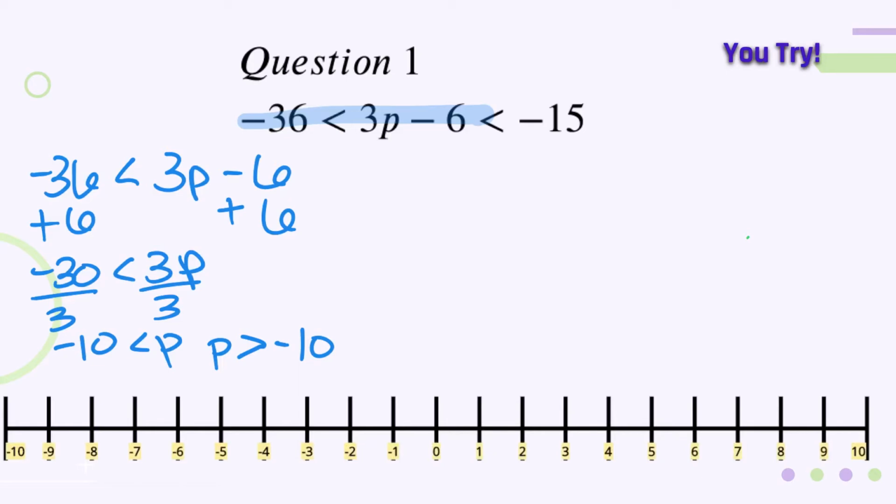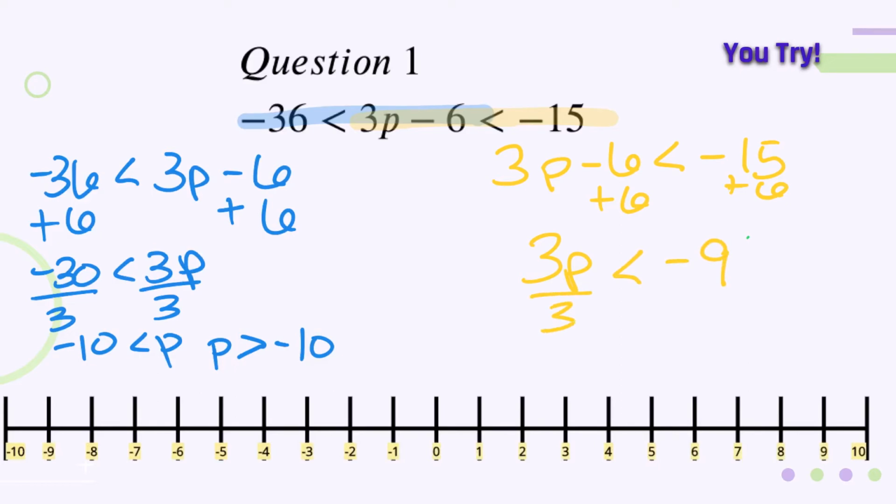And now I'm going to do this inequality, and I get 3p minus 6 is less than -15. Add 6 to both sides, and I'm left with 3p is less than -9. Divide both sides by 3. P is less than -3.